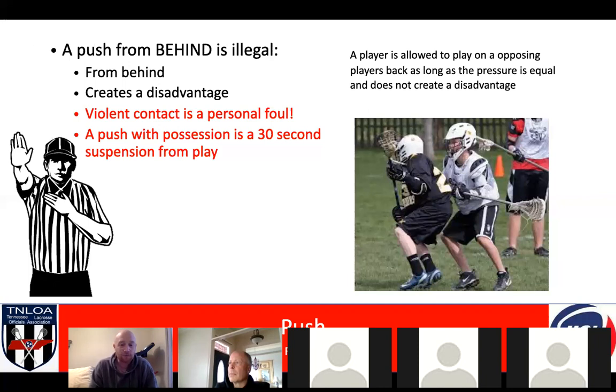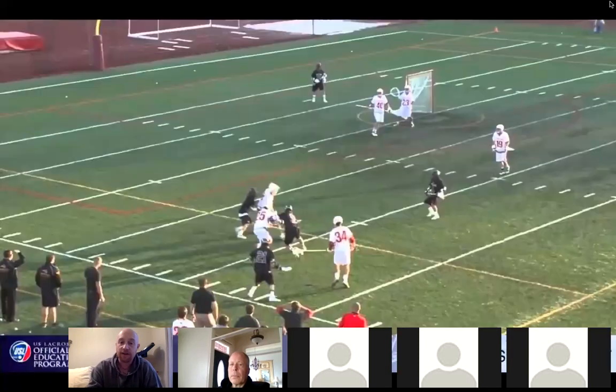He is applying equal pressure to stop his movement. The only thing we need to look for is where his hands are. Are they high in the neck? Are they above the waist? And are they within shoulder width apart? This is the most common technical foul that we will see on a lacrosse field.